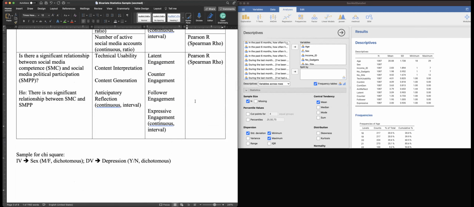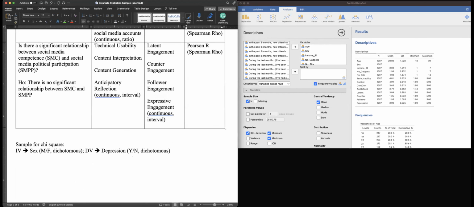So the next question is, is there a significant relationship between social media competence, or SMC, and social media political participation, or SMPP? So basically, social media political participation is the extent to which the students in this study engage in any form of political participation using social media. And for social media competence, they use the 4 components, and for social media political participation, it also has 4 domains. So we have latent engagement, if you are reading political posts or any advocacy posts.